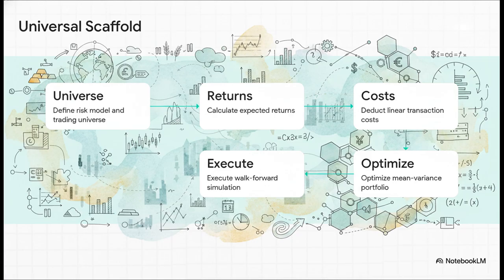All right, here is the ultimate takeaway. This 5-step universal scaffolding is the beating heart of the entire encyclopedia. Whether you're trading the covered calls we explored in earlier episodes or deploying those intense crypto neural networks, at backtesting time, every single strategy reduces to this exact workflow. You define your universe and risk, calculate your expected returns, deduct your costs, run the optimizer to find your weights, and execute it walk forward day by day.